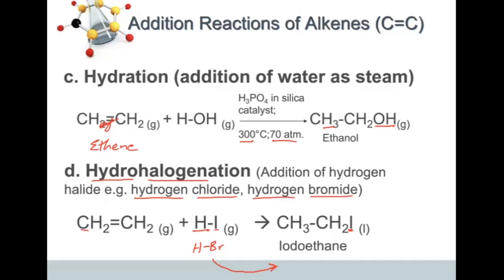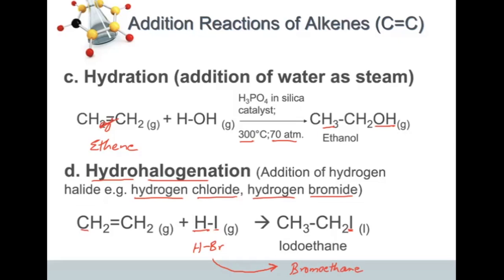So when it's HI, hydrogen iodide, we get iodoethane. What if it were HBr? What would we get? So it would have been bromoethane. Very good.